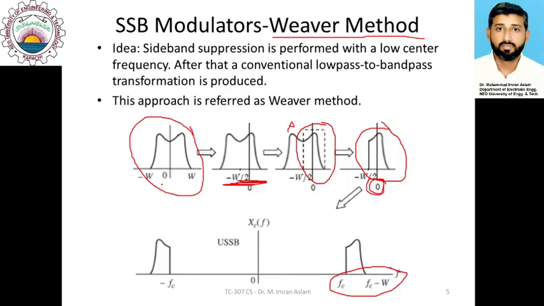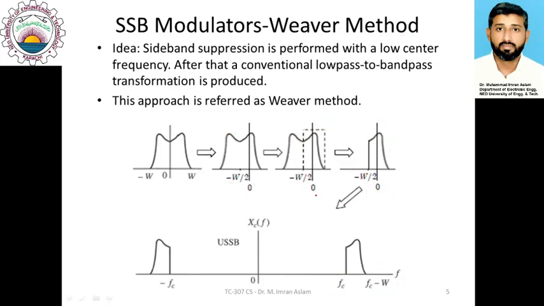In the first stage we use a simple modulator to create a slight frequency shift as illustrated from here to here. Then we use filtering to remove the sideband, and then we use another modulation to get the required frequency shift in order to take the signal to the desired frequency band.